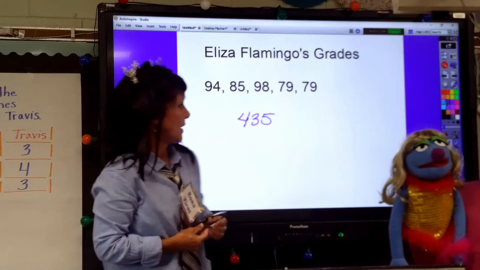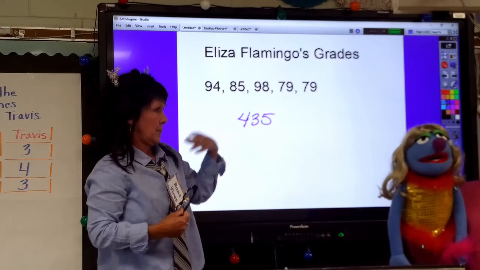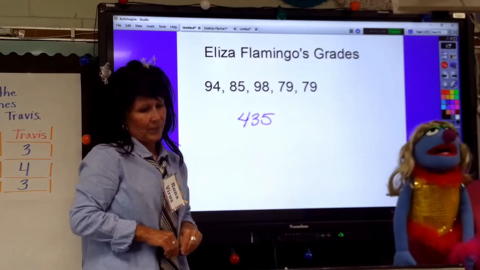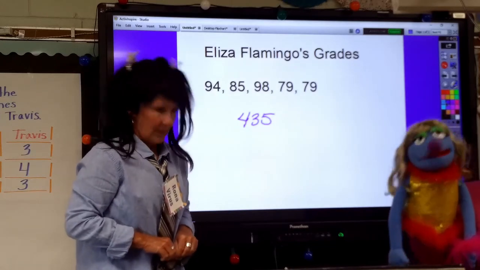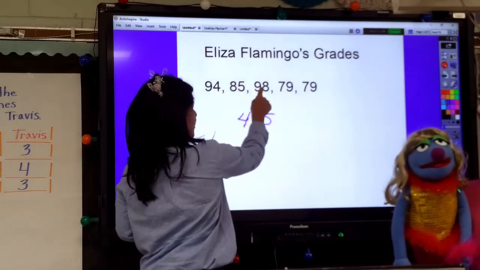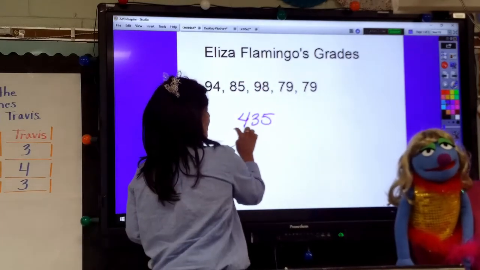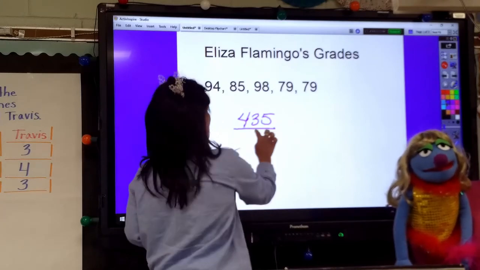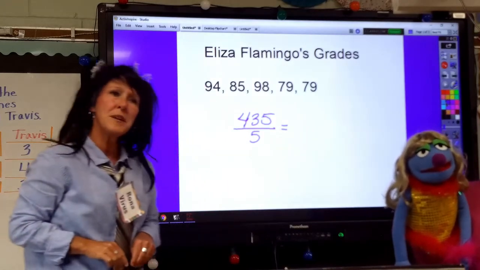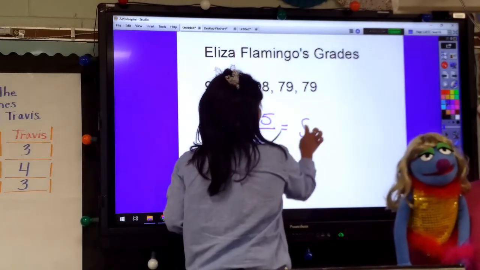Okay, so what's next? After we add them all up, does this mean your average is 435? That would be a nice average. I don't think so. What now? I think you have to divide by the amount of numbers you added. Very good. So we've got 1, 2, 3, 4, 5 grades. We're going to take the number 435 and divide by 5. Do that on your calculator for me, and hopefully we all got 87.